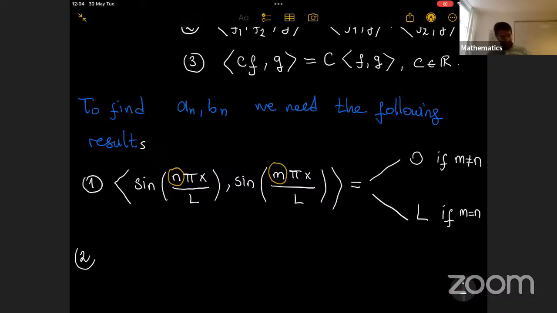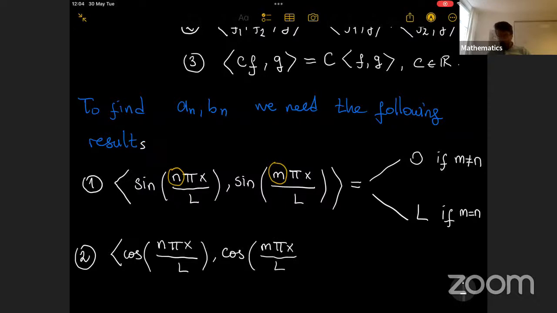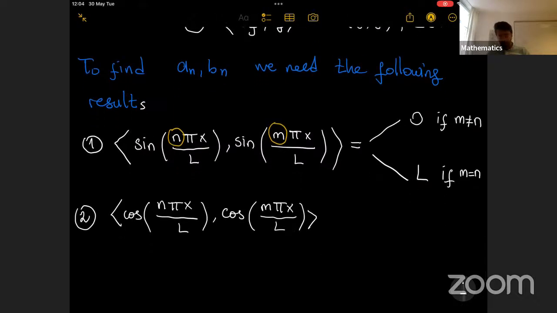The second one here is about the cosine function, cosine n pi x over L and cosine m pi x over L. Well, now there are three cases. If again m is different from n, it's going to be 0. You can check this yourself.